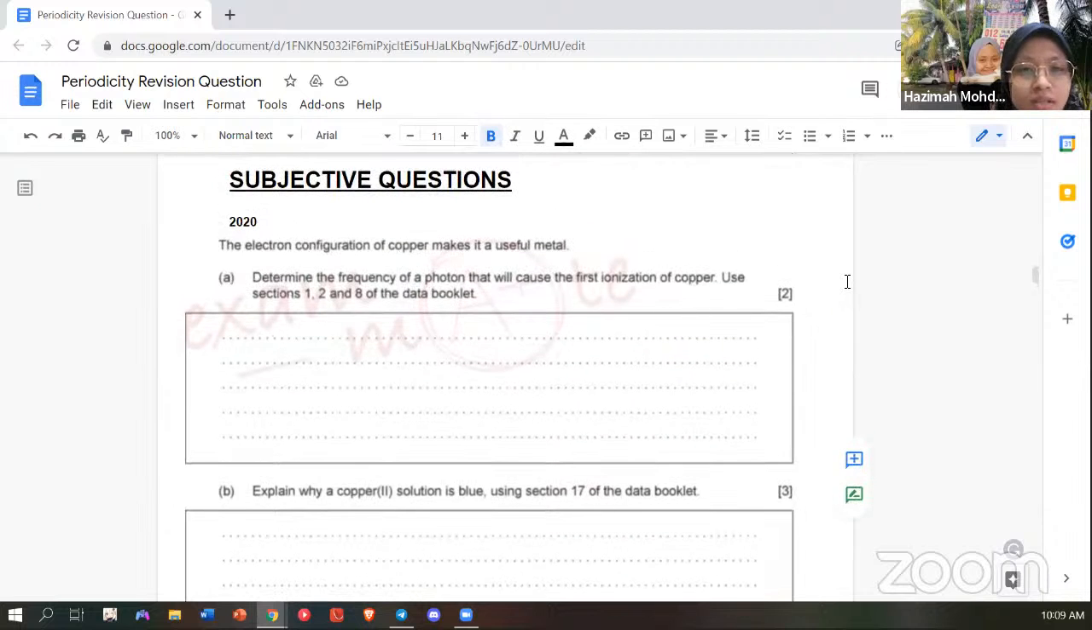Okay, this is a 2020 question. Question number 1, electron configuration. It says determine the frequency of a photon that will cause the first ionization of copper. Use sections 1, 2 and 8 of the data booklet. So we can open the data booklet. Sections 1 and 2 show the formula and also the values of H and C. Then section 8 of the data booklet shows ionization energy, and also electron affinity and electronegativity.